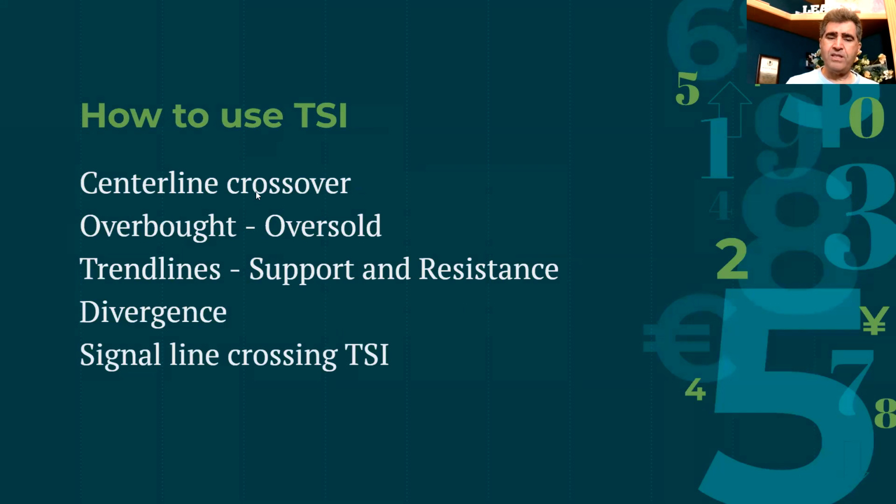So how do we use the TSI? We have a center line crossover at 0, like MACD. When it crosses, if it's under the 0 line, that means it's negative, a bearish movement. If it's above the 0 line, that means there's positiveness. Again, very similar to MACD, the trend is up.